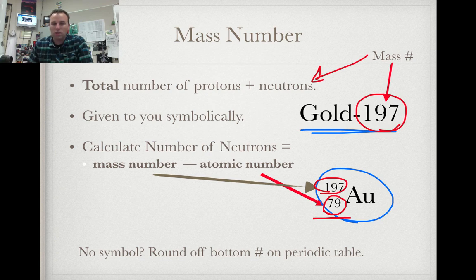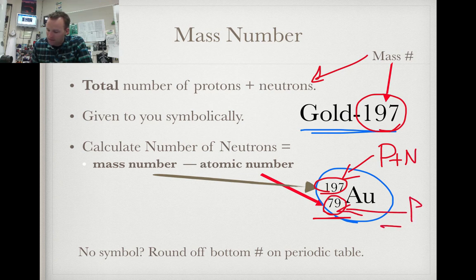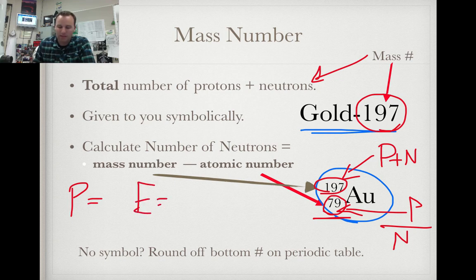Okay, so you can figure out from these two numbers the number of neutrons for an atom by subtracting, since this is protons plus neutrons and this is just protons. If you subtract those two, you're going to be left with just neutrons, right? Protons plus neutrons minus protons leaves you with just neutrons. So the number of protons in gold and the number of electrons in gold are going to be the same, right? Because that's the atomic number. And then the number of neutrons comes from the mass number minus the atomic number.